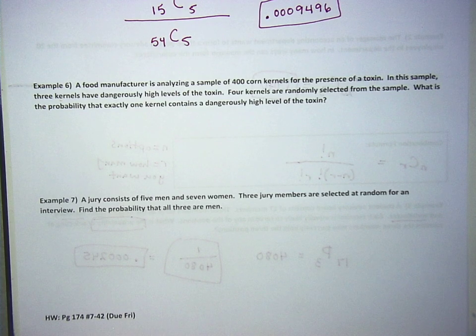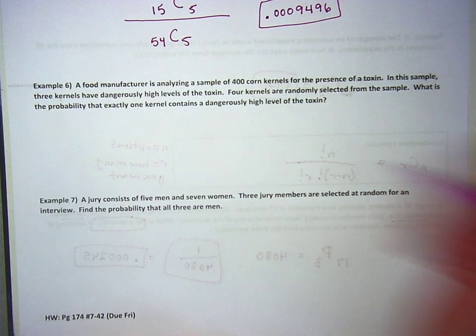Because if you have a whole bunch of corn kernels, because you're a food manufacturer or even a feed manufacturer, you need to know which ones have the toxins. And if you do a sample this big, what's the probability that you will figure out that some of your food is toxic? 4 kernels are randomly selected from the sample. What's the probability that exactly 1 kernel contains a dangerously high level of the toxin?